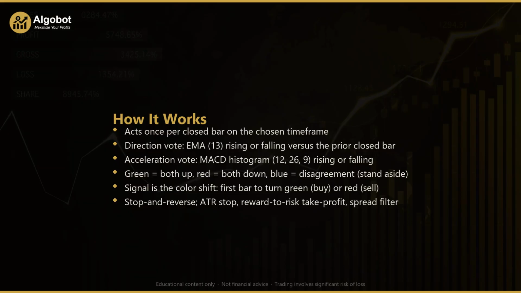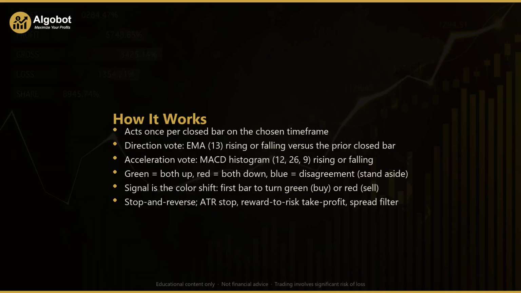But the strategy doesn't act on the color itself, it acts on the color shift. A buy signal is generated on the first bar that turns green after being red or blue. A sell signal is generated on the first bar that turns red. That shift is the instant direction and momentum lock into alignment, which the strategy treats as the cleanest start of a fresh leg. Because it runs as a stop-and-reverse system, the book is always positioned with the prevailing impulse. A fresh green shift closes any open short and opens a long. A fresh red shift closes any open long and opens a short. One event both exits the old side and arms the new one.